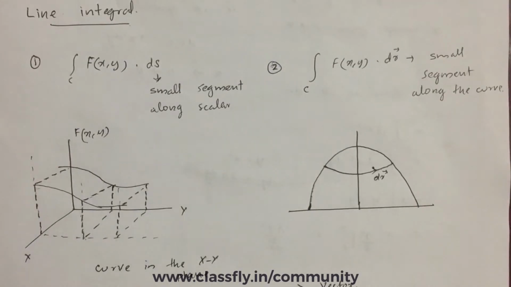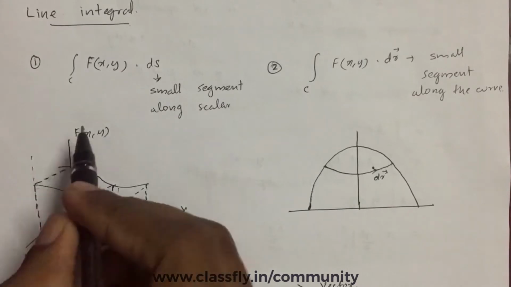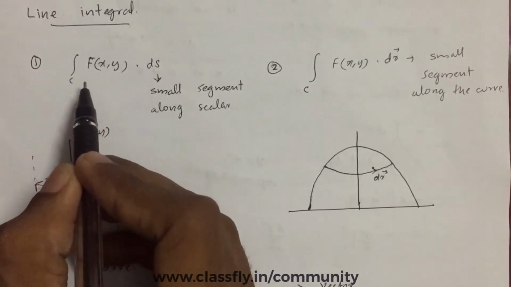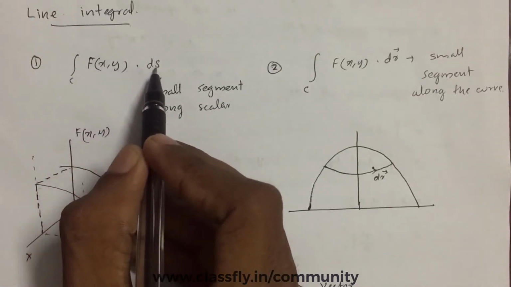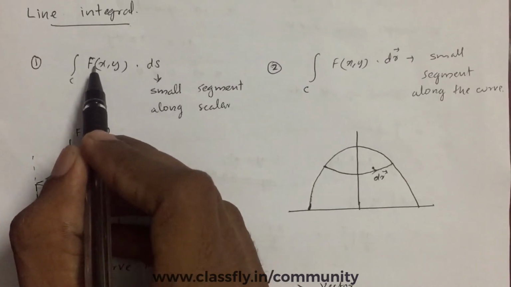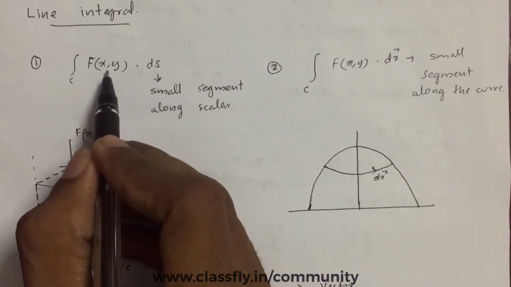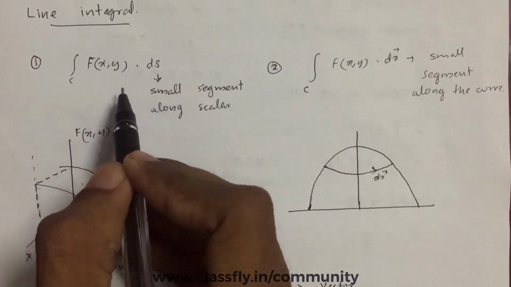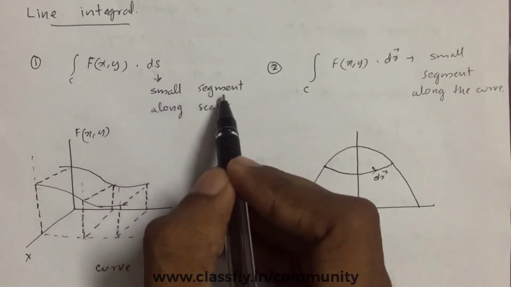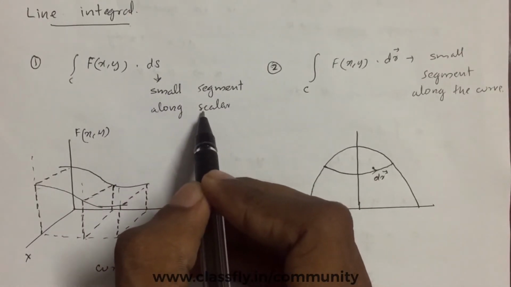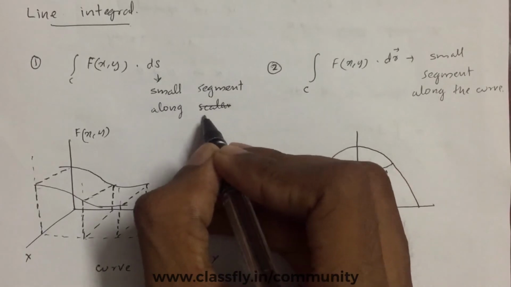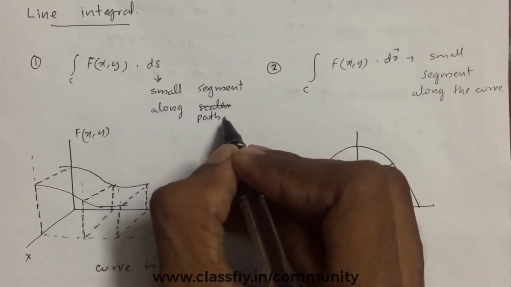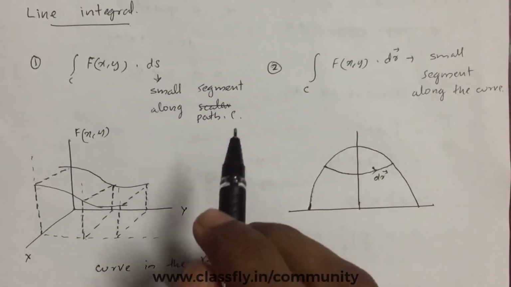For line integral, there are some general representations. One is the integral over C of f(x,y) ds, where this isn't a vector anymore. These are scalars, and ds is the small segment along the curve, along the path C.